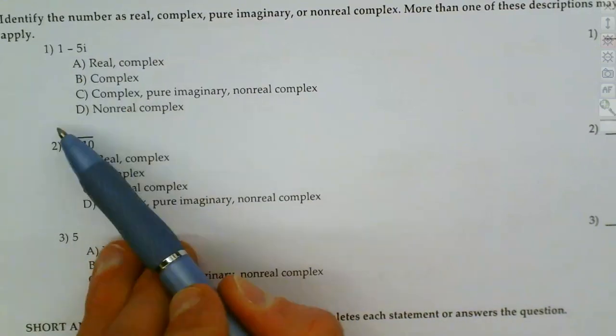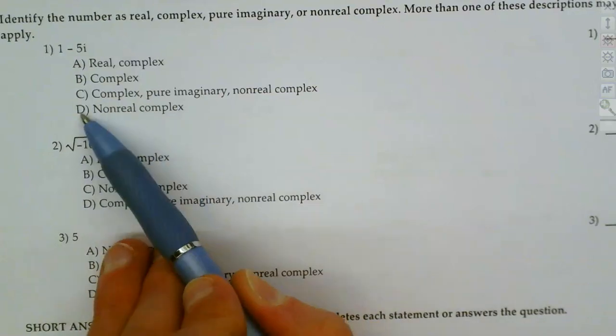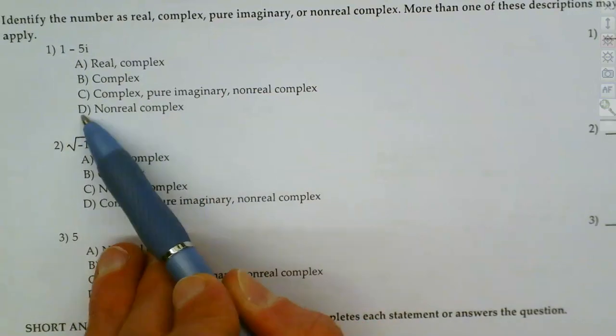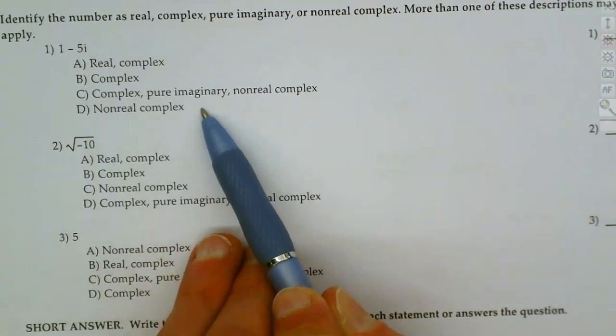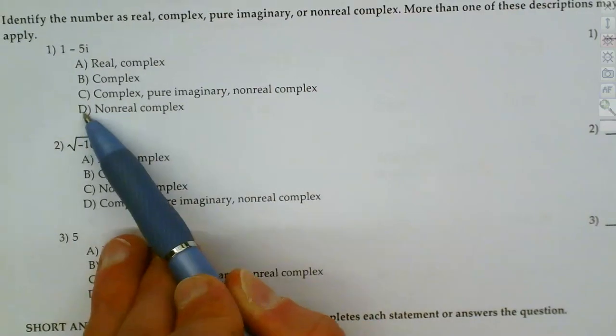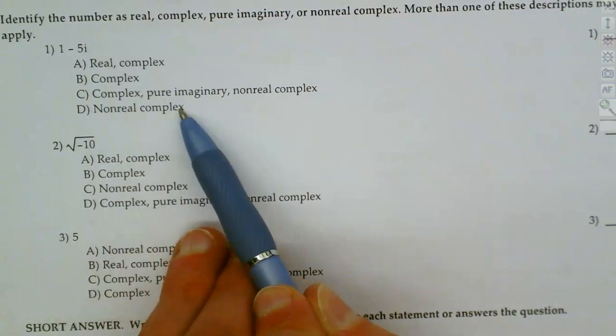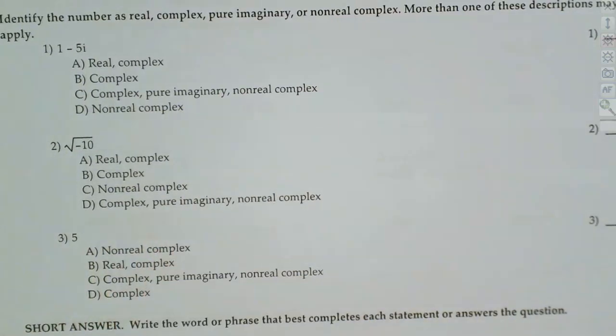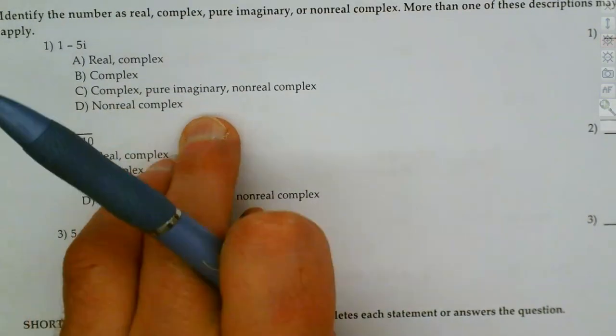It's not just complex. They didn't write complex twice, but it should be answer D: non-real complex and also complex. They just forgot to put the complex there. So it's going to be D, non-real complex and also complex. Is everyone okay with that? Right, so it should be answer D on that first one. They just forgot to list complex again.